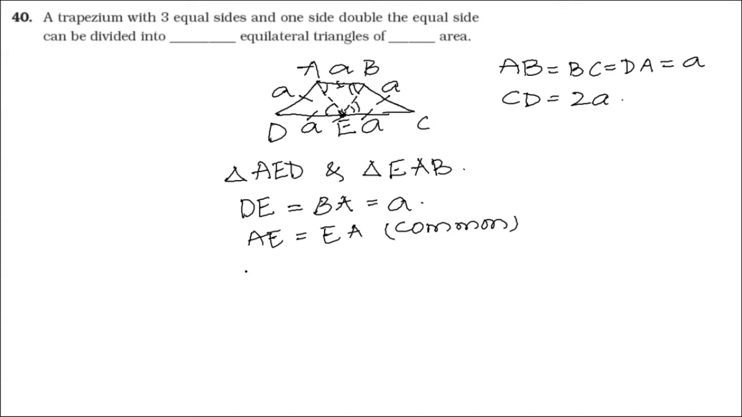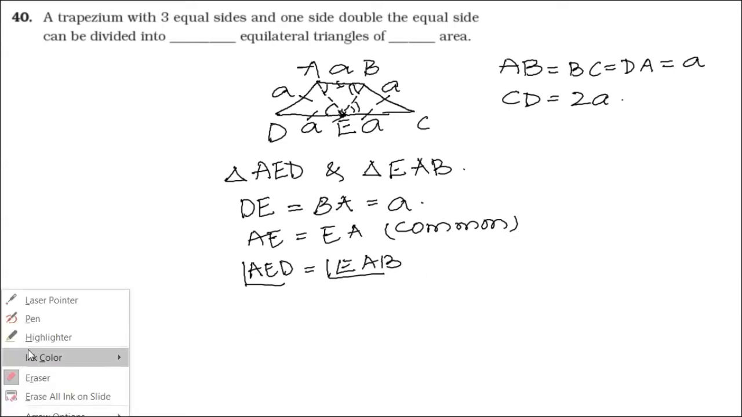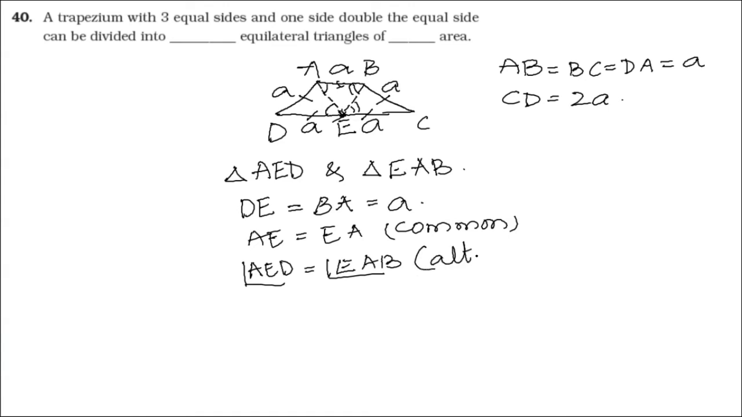If you look at the angle over here, angle AED is equal to angle EAB. They are the alternate interior angles. So let me mention that alternate interior angles. If you observe these 2 sides and this angle is an included angle, so I can say that triangle AED is congruent to triangle EAB.